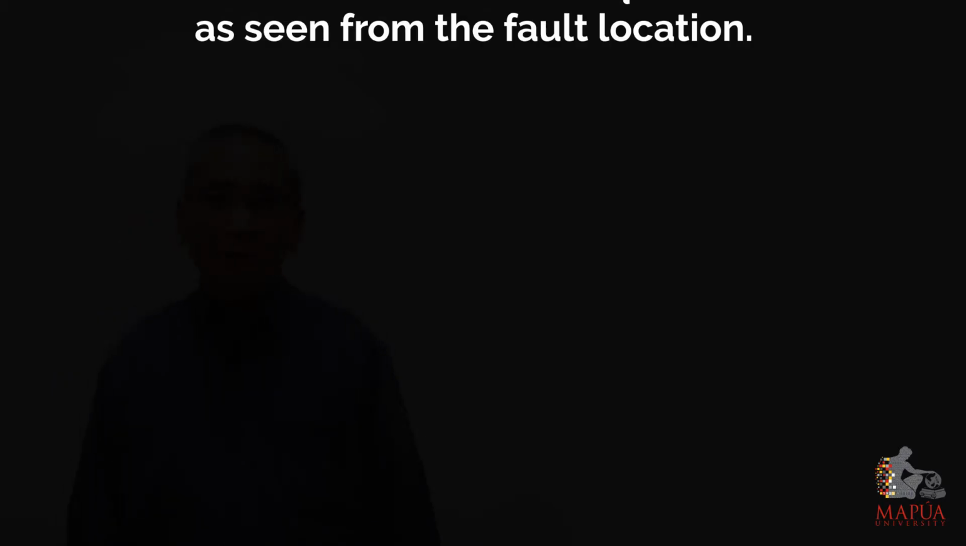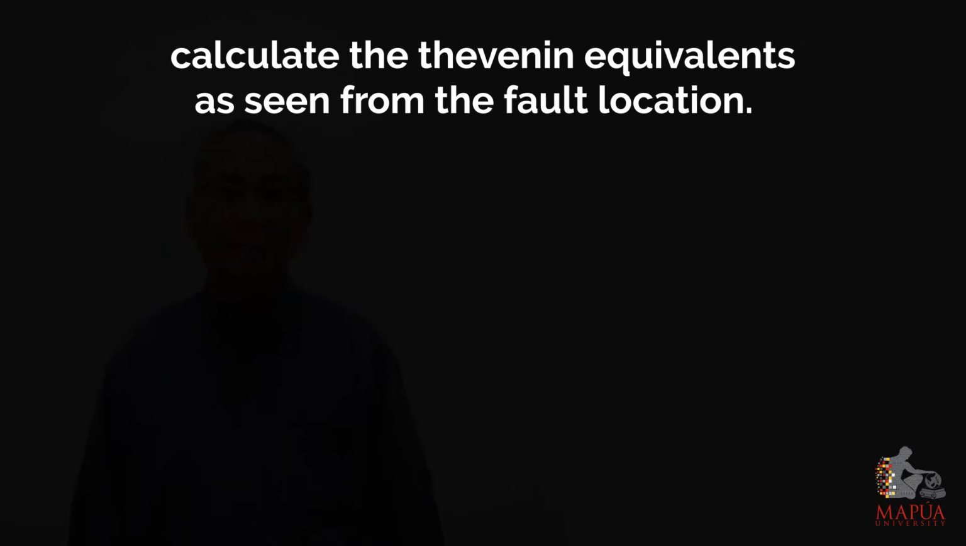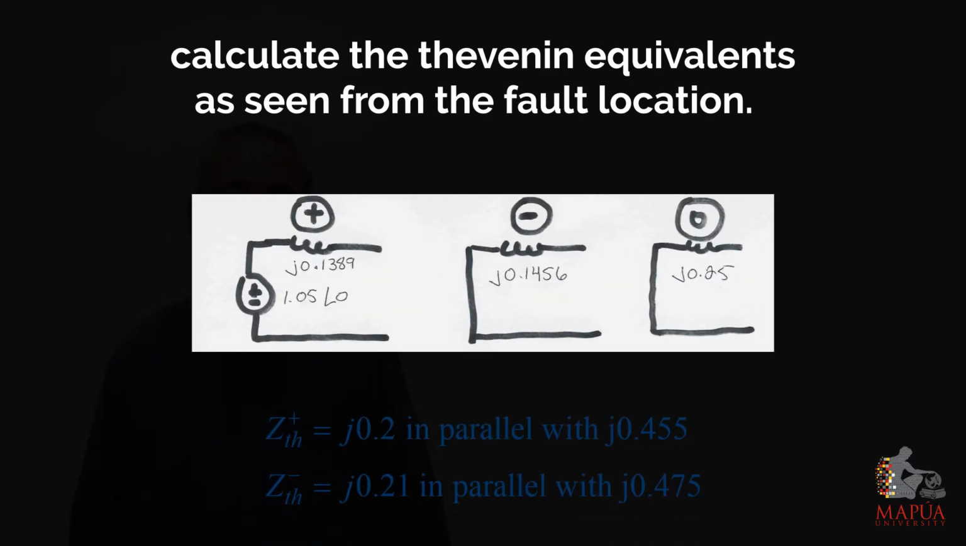Now, to create the Thevenin equivalents of these positive, negative, and zero sequence networks, we need to further analyze the system by calculating the Thevenin equivalents as seen from the fault location. In this example, the fault is at the terminal of the right machine, so the Thevenin equivalents will be as follows. The Thevenin equivalent will just consist of the Thevenin voltage and the Thevenin resistance or impedance or reactance.